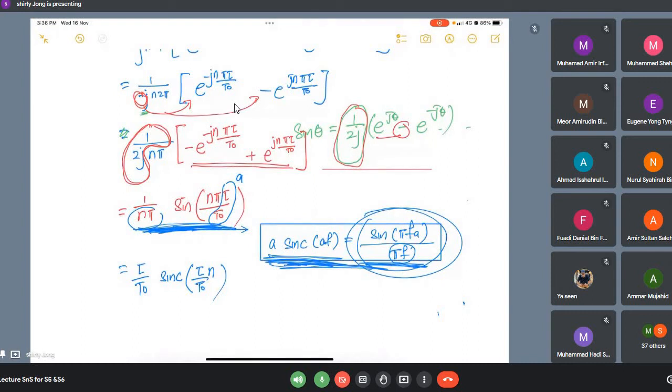So this means that a is tau over t naught. The pi still refers to the pi. And then f is n. Now like this, you obtain tau over t naught sin in the bracket tau n over t naught. This is already the simplified one. Okay, up to now, okay?